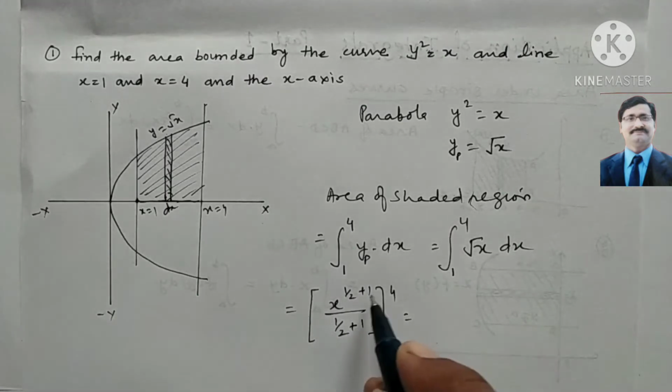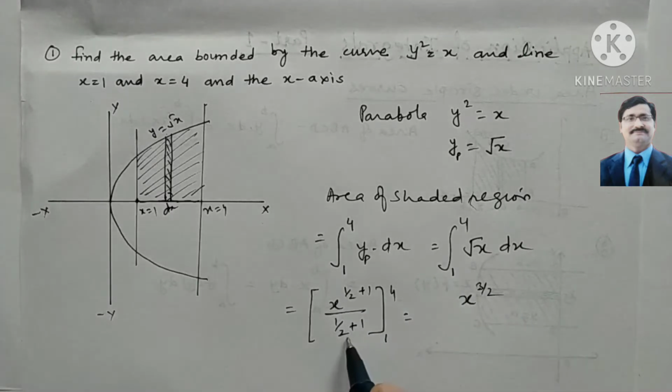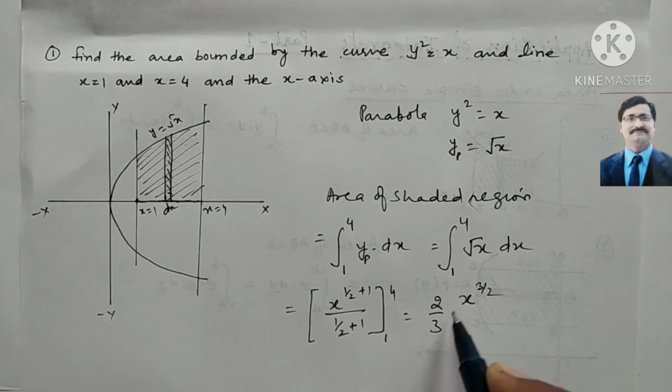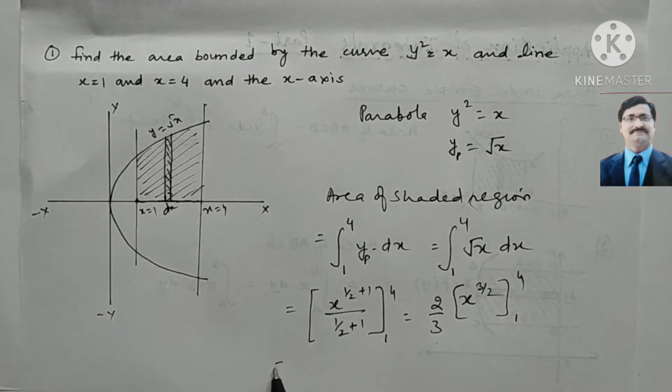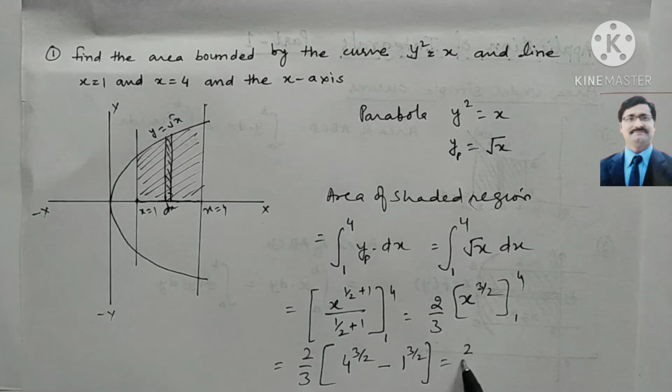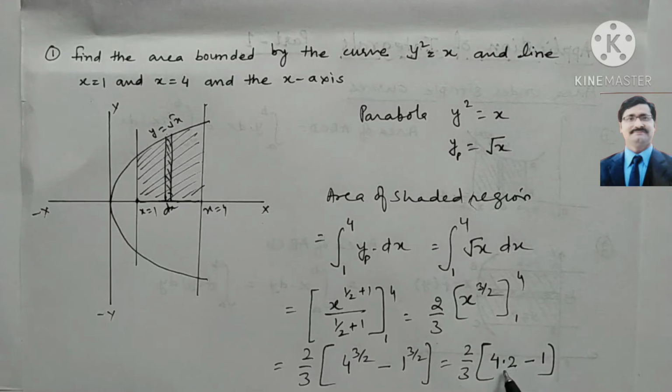This is actually x power 3 by 2, and here also 3 by 2, means we write 2 by 3, the reciprocal of this, 1 to 4, and first we put here 4. So we get 2 by 3 into 4 power 3 by 2 minus 1 power 3 by 2. 4 power 3 by 2 means 4 into 2, we can write, minus 1. 4 into 2 is 8. 8 minus 1 is 7. 2 by 3 into 7 is 14 upon 3. This is our answer, or unit square you can write. This is 14 upon 3 unit square is our answer.